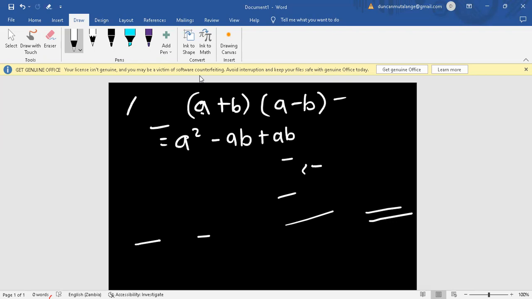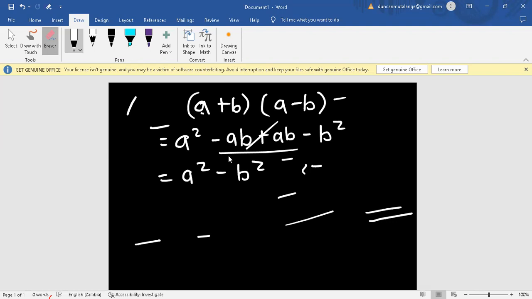Then again, we're going to say B times this, we're going to say minus what? B squared. So you can see from there that these two terms are the same, and this is negative, this is positive, so they'll just cancel out. So this will therefore just be equal to A squared minus B squared. So what does this leave us with?